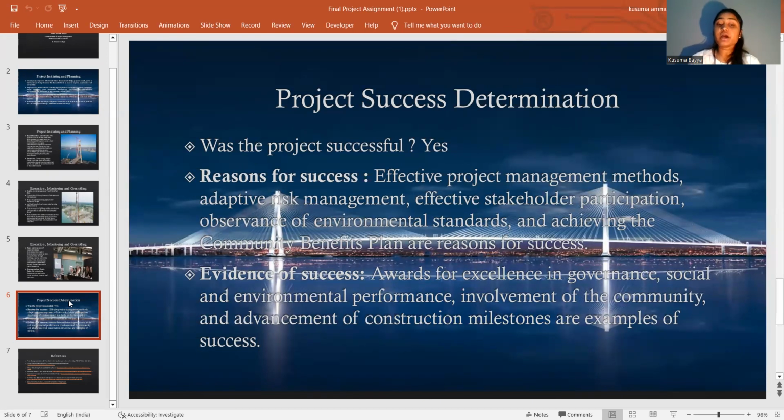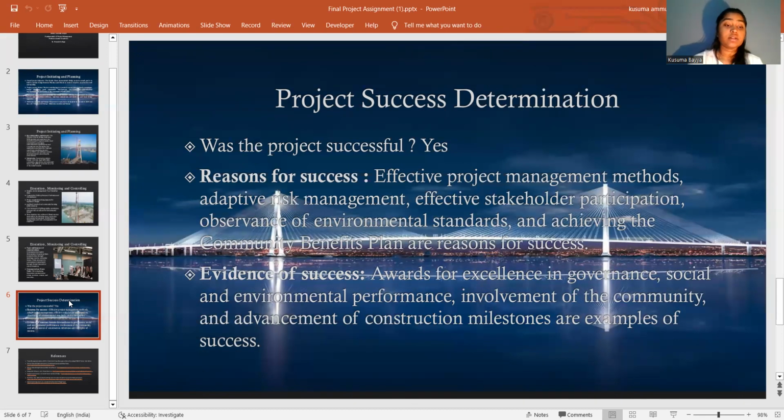So when it comes to the evidence of success, the project's achievement of milestone acknowledgements with awards for environmental, social, and governance performance, as well as its proactive attempts to include the community and its adherence to environmental standards, all serve as verifiable indicators of its success.